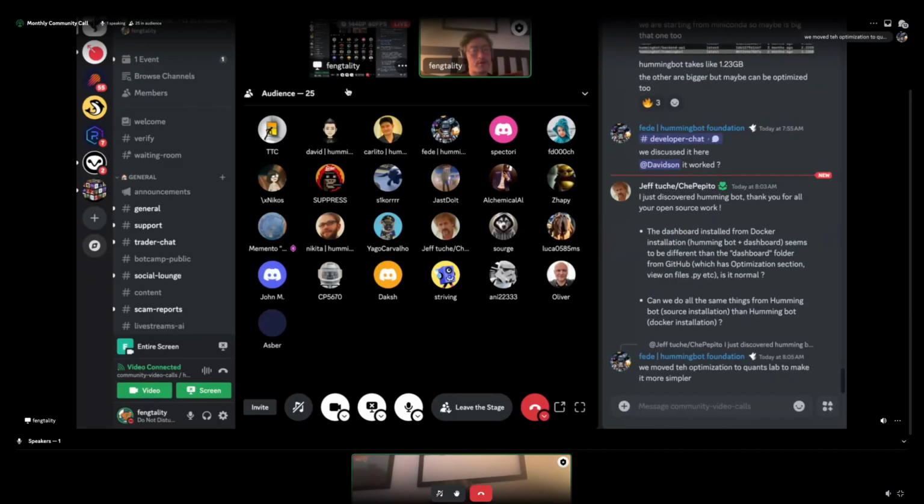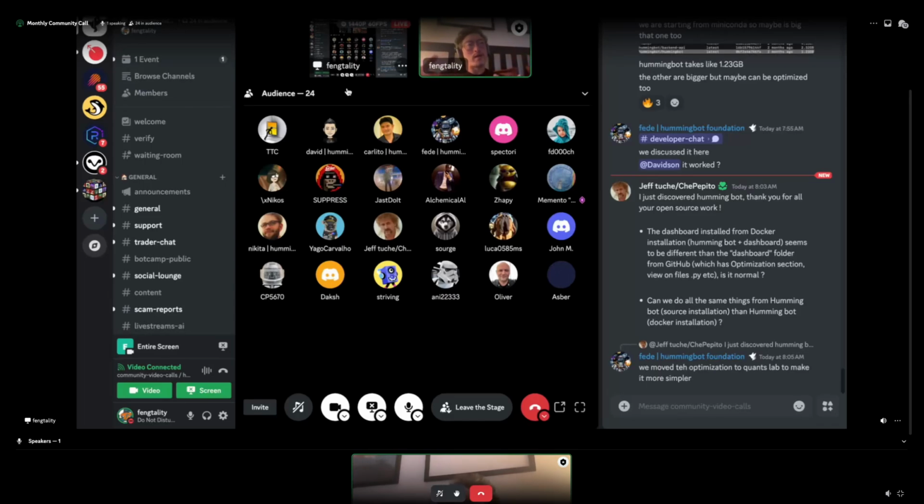Looks like there are some questions on Discord. One's from Jeff. He asks, the dashboard installed from Docker seems to be different from the dashboard folder from GitHub. The main purpose of the dashboard is to provide a user interface for configuring your strategies, doing backtesting, and also analyzing the performance of your strategy afterwards. You can also use it to deploy bots right now, but I think that functionality will likely move out of the dashboard in the future.